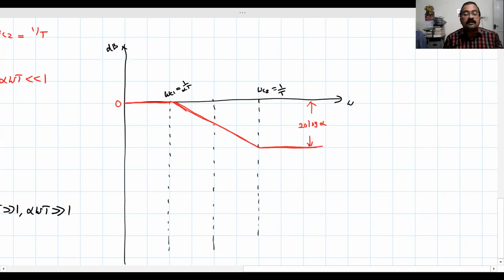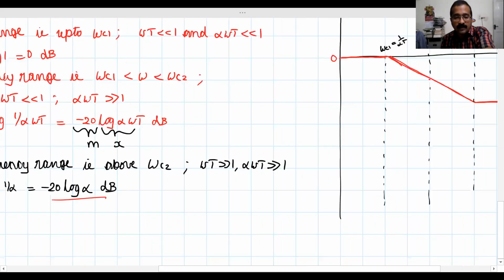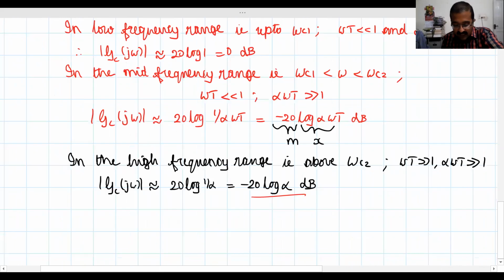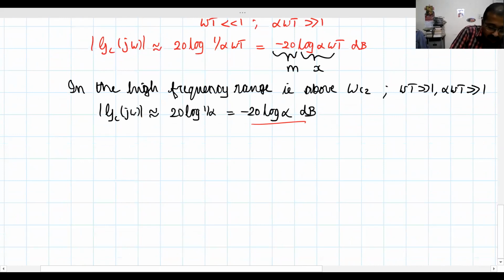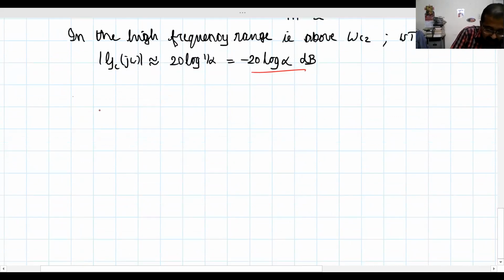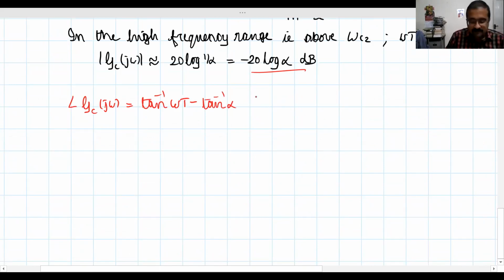So this will be the Bode magnitude plot for a lag compensator. Now what next? This is only the first half. Now we have to see the second half, which means the angle part. So what was the angle from here? Angle was tan inverse omega t minus tan inverse alpha omega t. So angle GC j omega will be tan inverse omega t minus tan inverse alpha omega t.